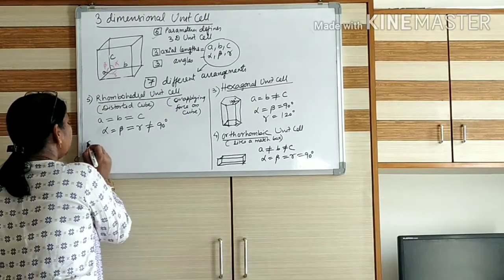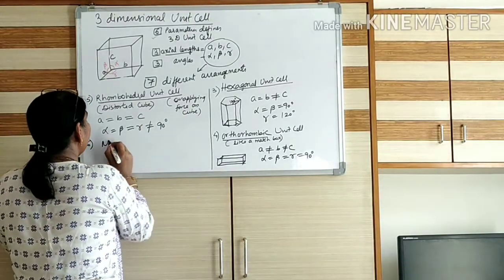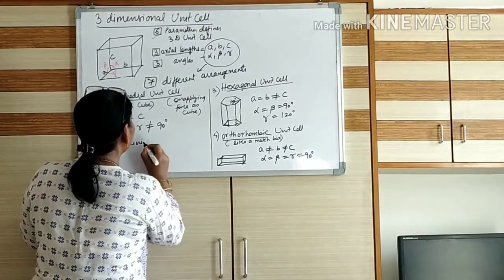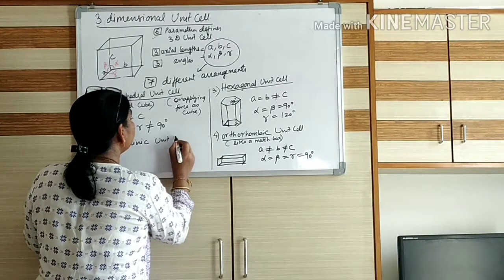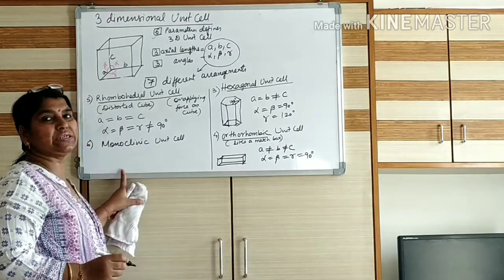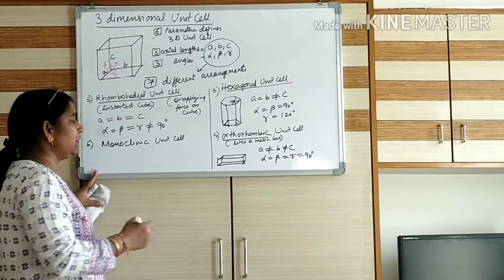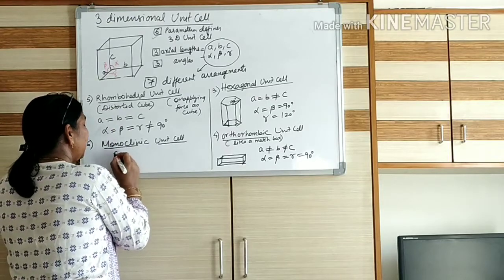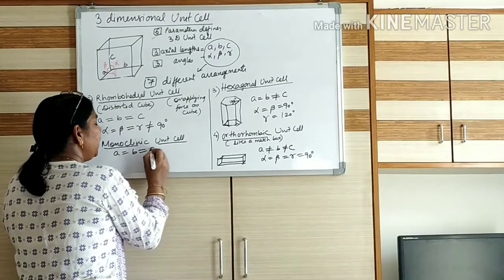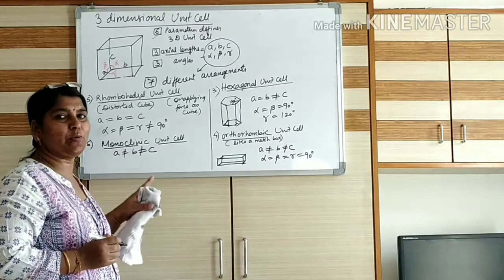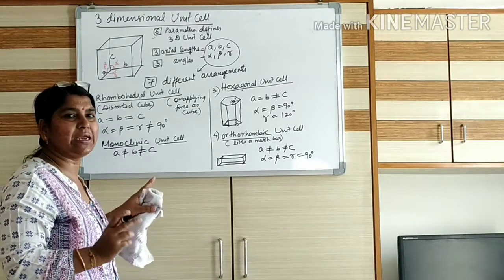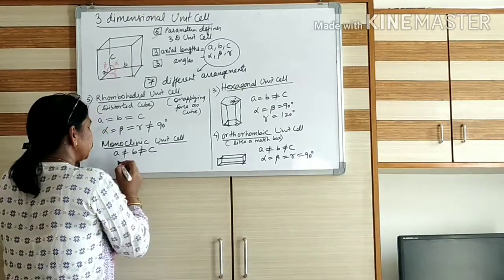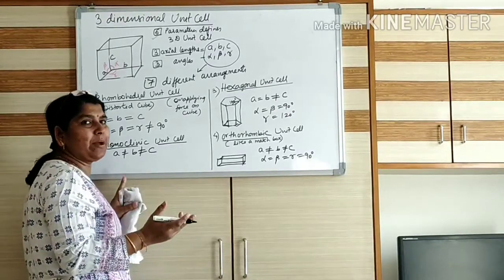Now we are coming to sixth, that is monoclinic unit cell. Monoclinic unit cell, like a matchbox only. Here what will happen? A does not equal to B, B does not equal to C. This is your matchbox. In a matchbox, A, B, C all three sides are different. Length, breadth, height, all the three are different. But if their angles remain 90, then it would be your matchbox.